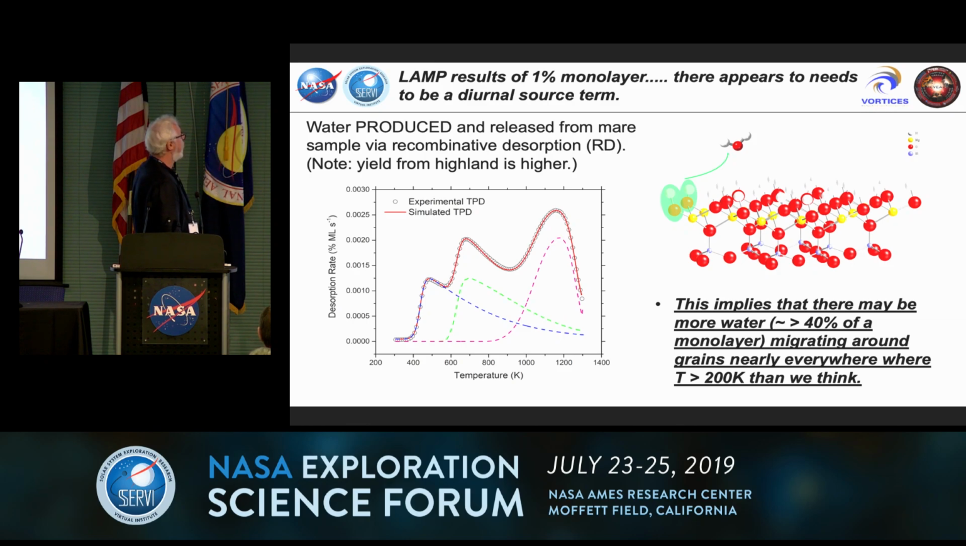We've measured this on mare samples and highland samples. Again, the water from the highland is higher than the mare. But our results, when we compare them to the LAMP, say that there is probably much more water migrating around on grains nearly everywhere where T is greater than 200 Kelvin. So water is not just in the polar traps, but it's running around a lot.